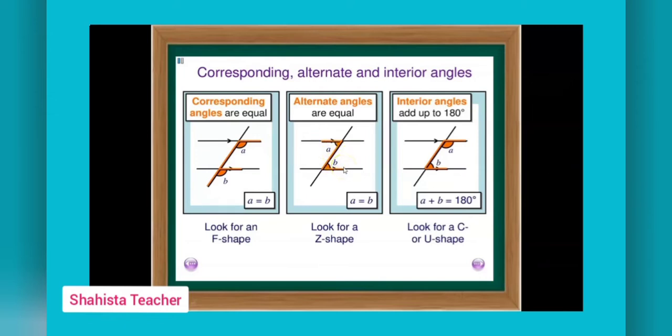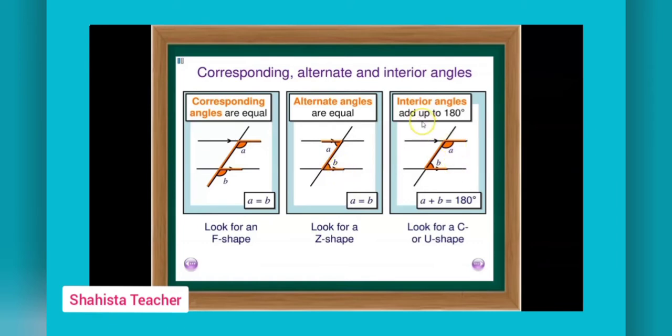Both are on opposite sides of the transversal, and their arms on the transversal show opposite directions. Here both are showing opposite directions, a pair of alternate angles. Okay, and here in this figure A and B are both in opposite directions. So A is equal to B. It looks like a Z shape.